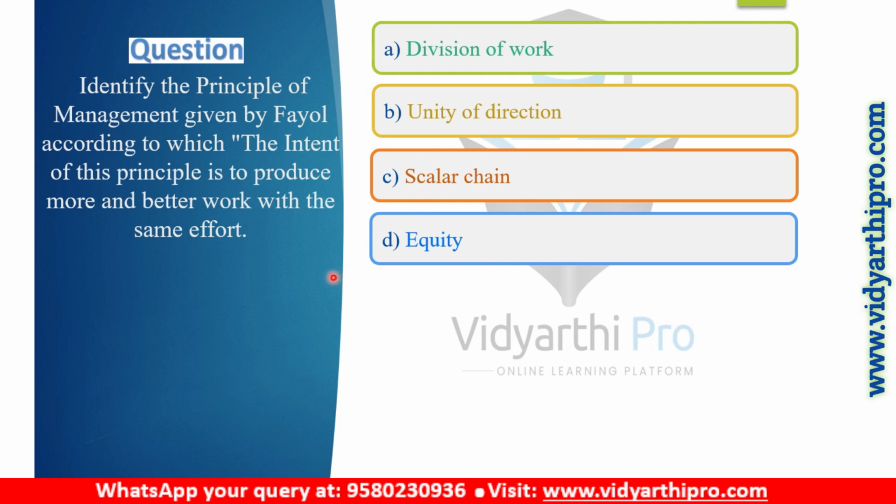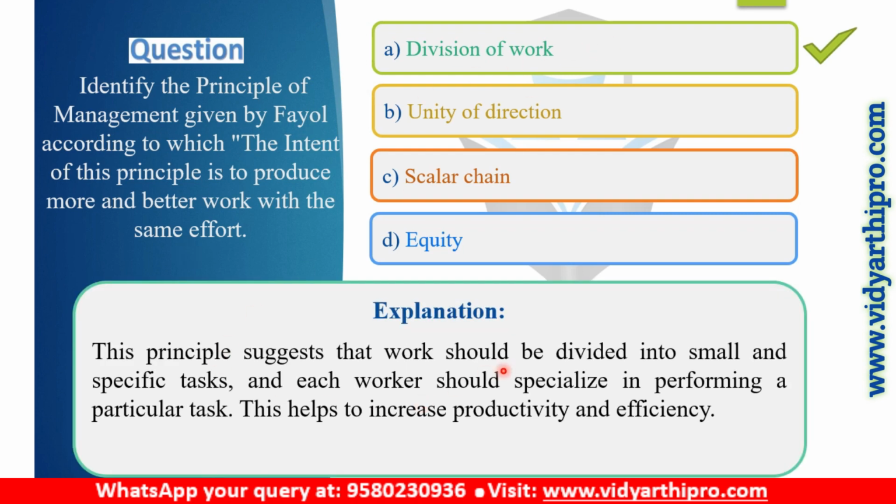क्वेश्चन कहता है कि इनमें से कौन सा प्रिंसिपल है उसे आइडेंटिफाई करना है गिवन बाय फ्योल, जिसके अकॉर्डिंग द इंटेंट ऑफ दिस प्रिंसिपल इज़ टू प्रोड्यूस मोर एंड बेटर वर्क विद द सेम एफर्ट। कि मतलब उसी प्रयास से अधिक और बेहतर कार्य का उत्पादन करना है। एंड द करेक्ट ऑप्शन फॉर दिस क्वेश्चन इज ऑप्शन नंबर ए, डिविजन ऑफ वर्क। The principle suggests that work should be divided into small and specific tasks, and each worker should specialize in performing a particular task. This helps to increase productivity and efficiency.